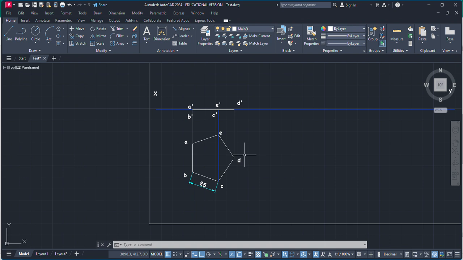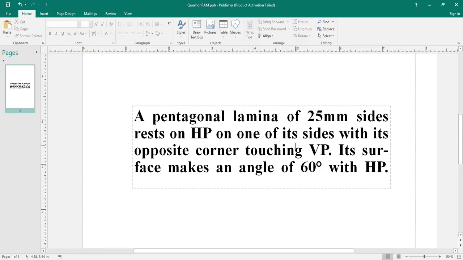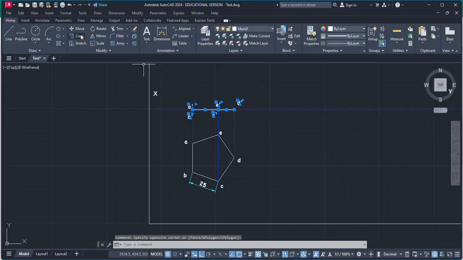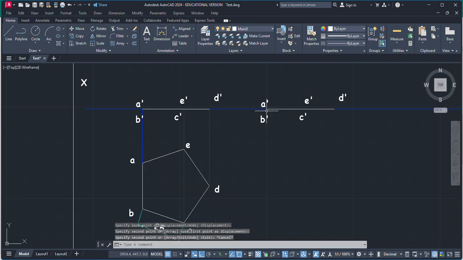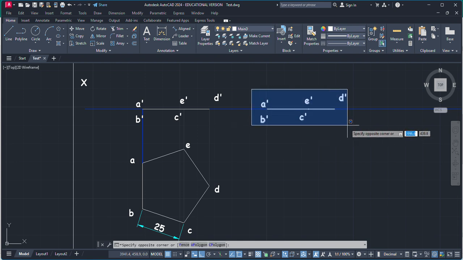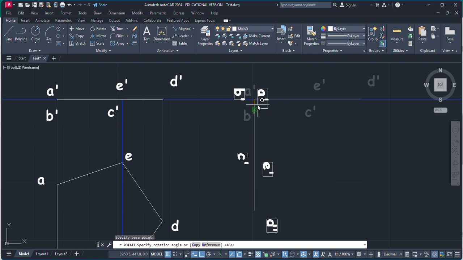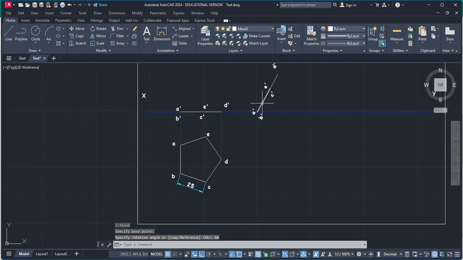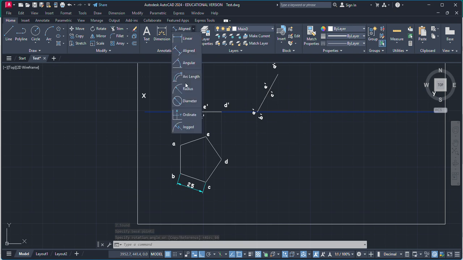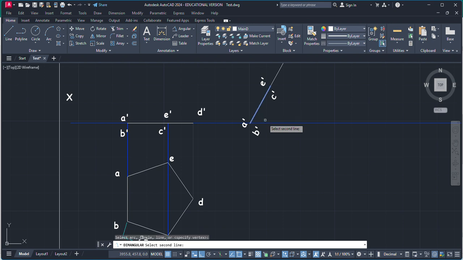Now for the second condition, while resting on this AB, the surface should make an angle of 60 degree with HP. So just copy this thing, move to the right. Now this is our resting edge AB, so this point represents this edge AB. So now you have to make sure this edge should stay on the reference line. Now select this thing and rotate it by 60 degree, because our surface makes an angle of 60 degree with the HP. You can check whether it is at 60 or not.